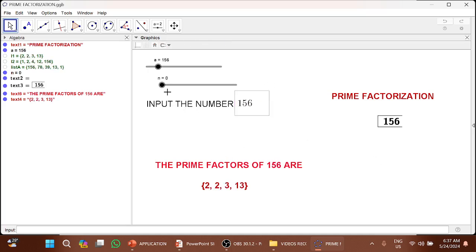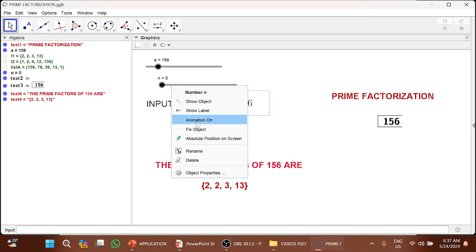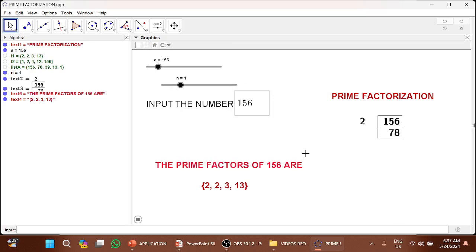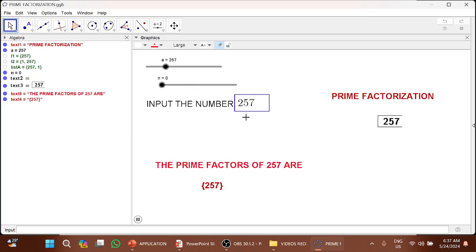Okay, it shows the factors, but you may be interested to know how it is being done. You see, 156 divided by 2, once again divided by 2, once again divided by 3, and 13 has come. Therefore 2, 2, 3, 13 are the factors for it. Now a child can enter any number over here, for example 257. Okay, it is a prime number, therefore it comes as 257 directly. Suppose you have 258, for example, okay, it comes as 2, 3, 43.